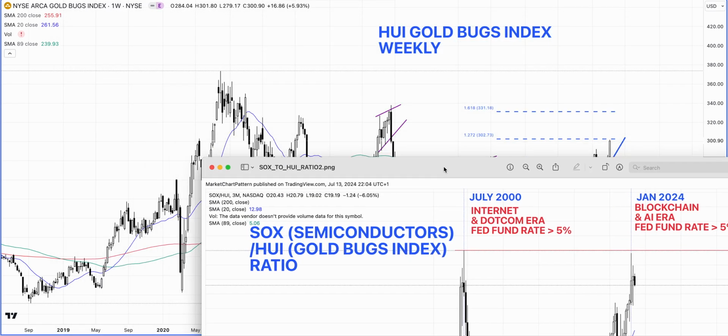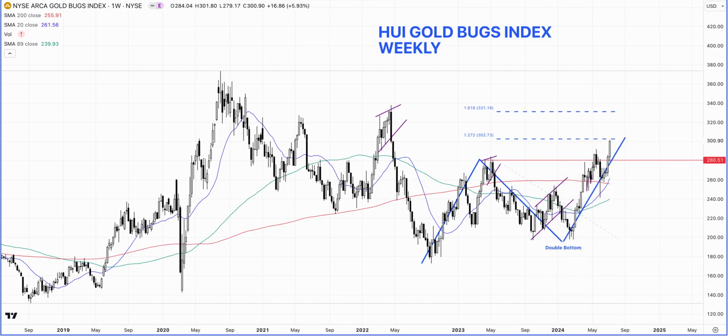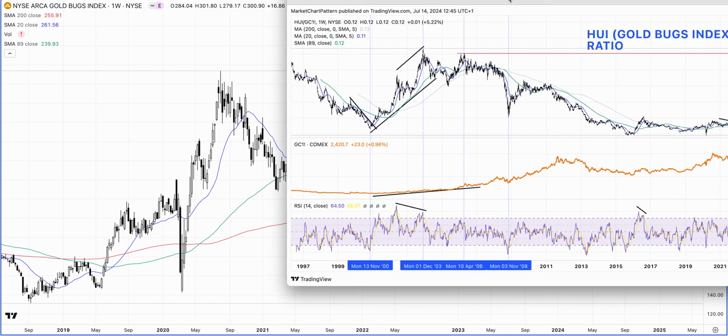And I'll show you the next chart. So let's have a look at another chart here. Let me bring it over. This chart here.